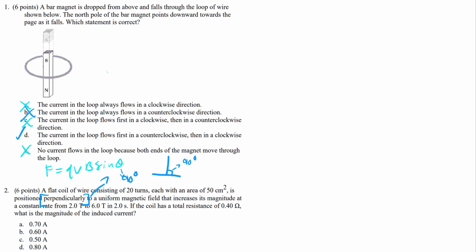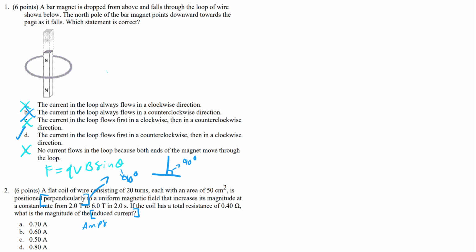So now it's in a uniform magnetic field that increases its magnitude at a constant rate from 2 teslas to 6 teslas in 2 seconds. If the coil has a total resistance of 0.4 ohms, what is the magnitude of the induced current? And so over here, we're trying to solve for the current. So what is our amps? Right here, as you can see from these answer choices. Okay, well, how do I do this?